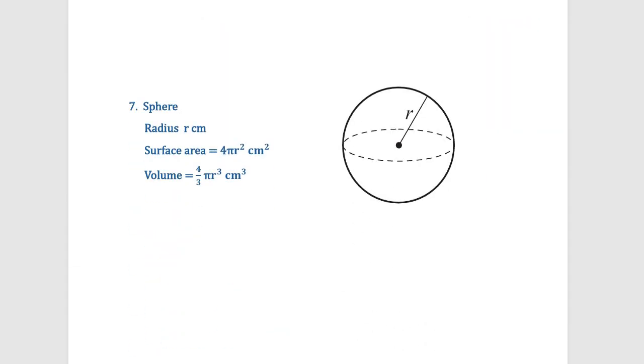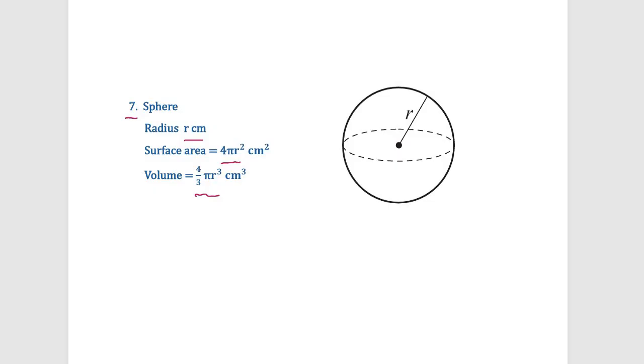Our last formula is formula number 7, which is sphere. If the radius of the sphere is r centimeter, then the surface area of this sphere can be found with the formula 4 pi r square centimeter square, and the volume of the sphere can be found with the formula 4 by 3 pi r cube centimeter cube.